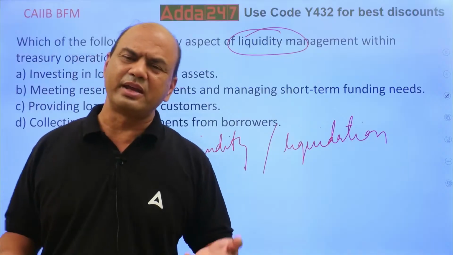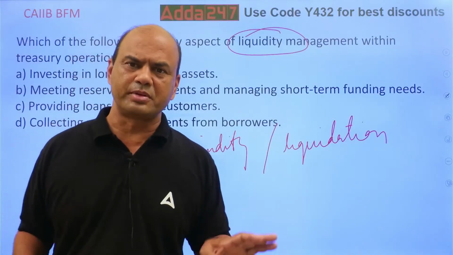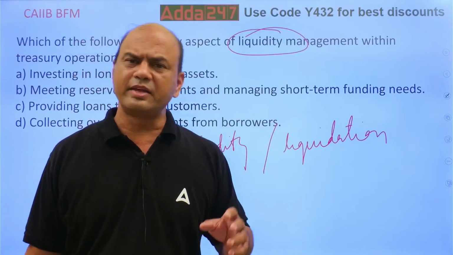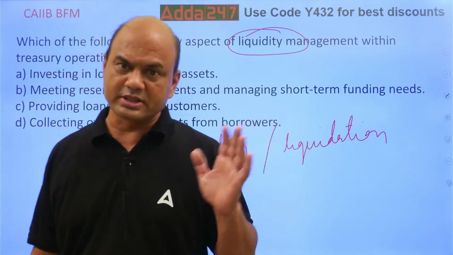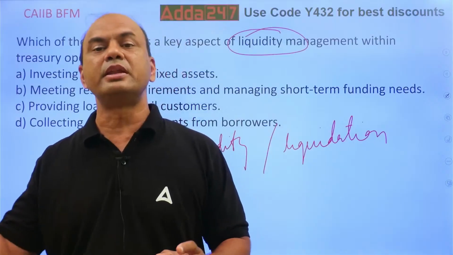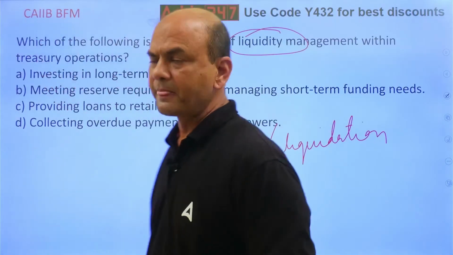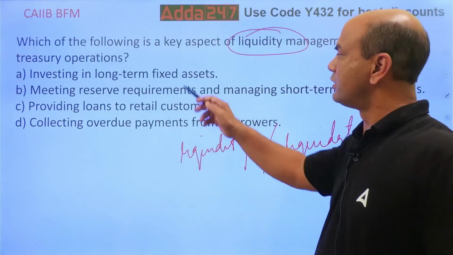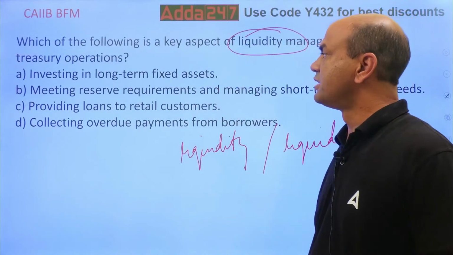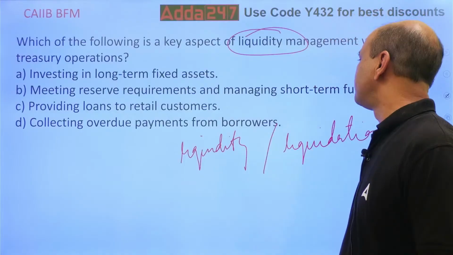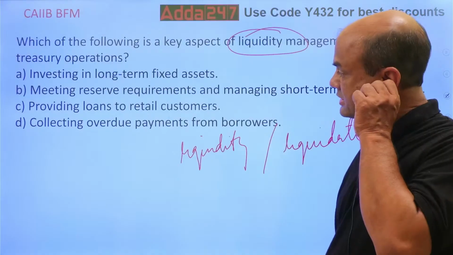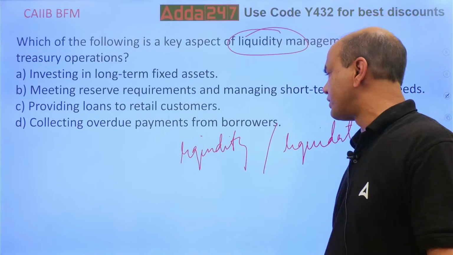I don't have money. Every bank will have the same problem, let it be small bank, let it be big bank. The resources are limited and the uses are many. So, what is the key aspect of liquidity? Investing in long-term fixed asset securities, meeting the reserve requirements and managing short-term funding needs, providing loans to retail customers and collecting overdue payments from the borrowers.